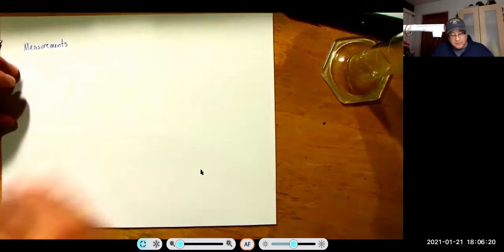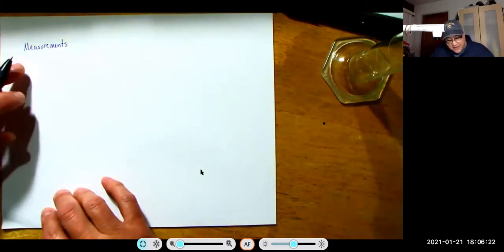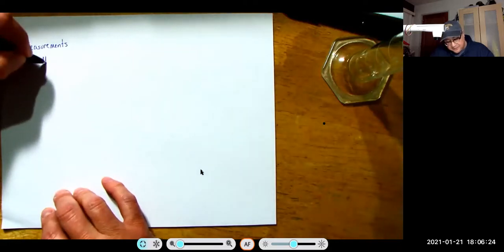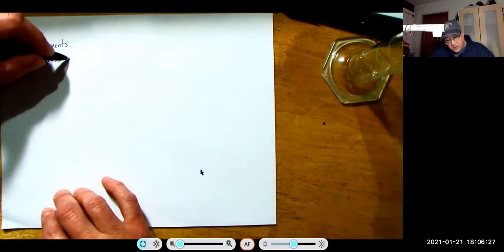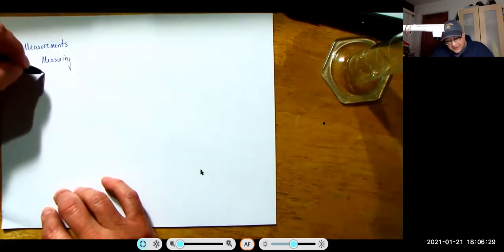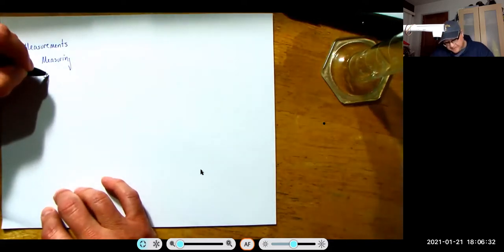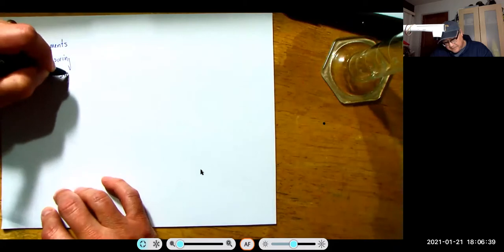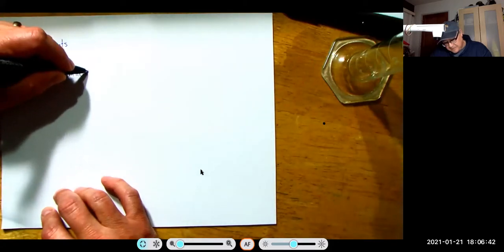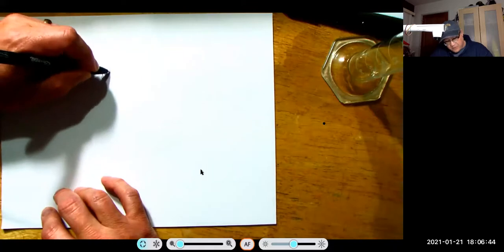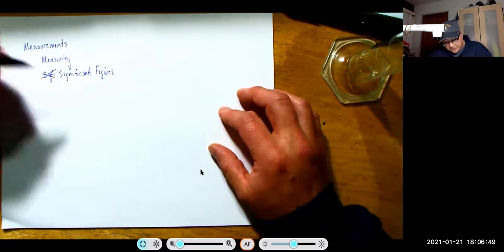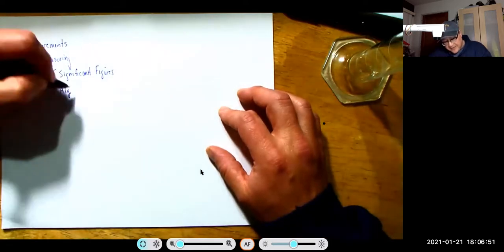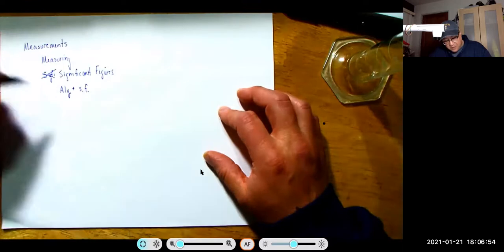All right, so we're going to be talking about the measurements lab. And with the measurements lab, we're going to be talking about how to measure. We're going to be talking about significant figures. We're going to be talking about carrying significant figures through algebra. So I'm just going to put algebra and significant figures. And we're also going to talk about rounding.